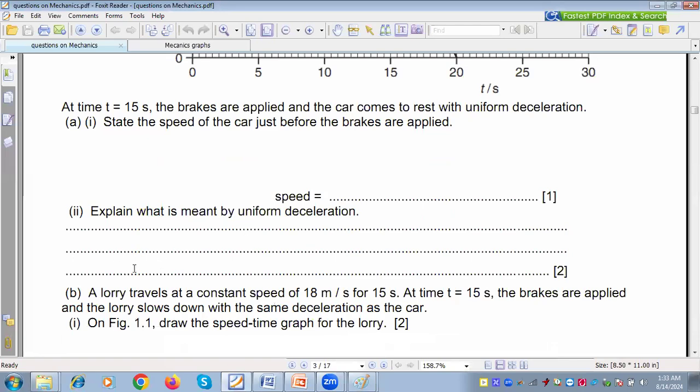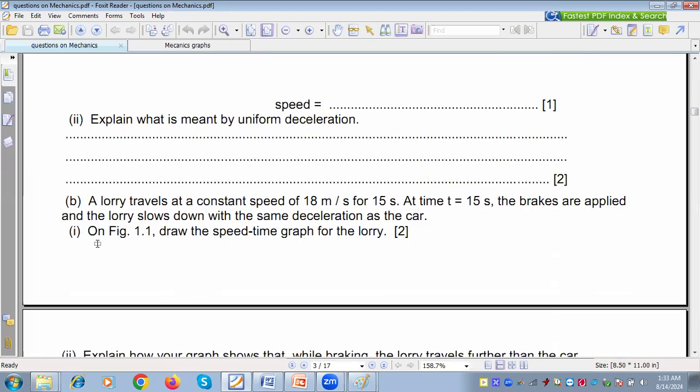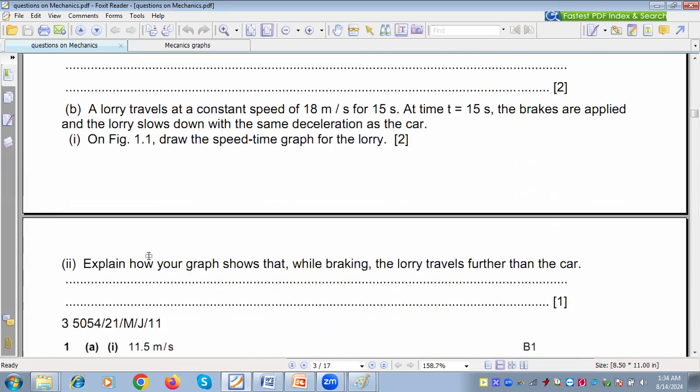What is meant by uniform deceleration? We have just defined it. A lorry travels at a constant speed for 15 seconds and the brakes are applied and it slows down with the same deceleration. This is also done. So we have drawn the graph as well. Explain how your graph shows that while braking, the lorry travels a greater distance than the car. You can see it again.